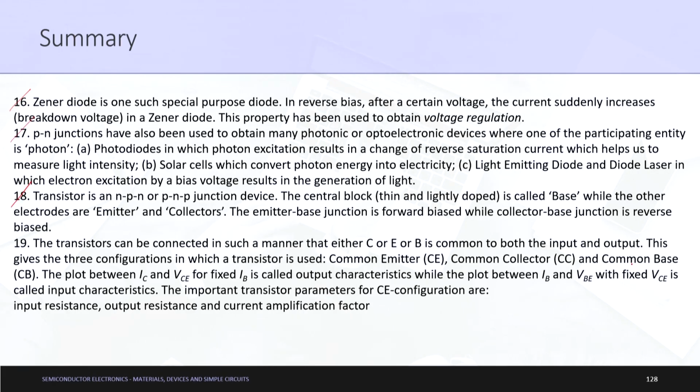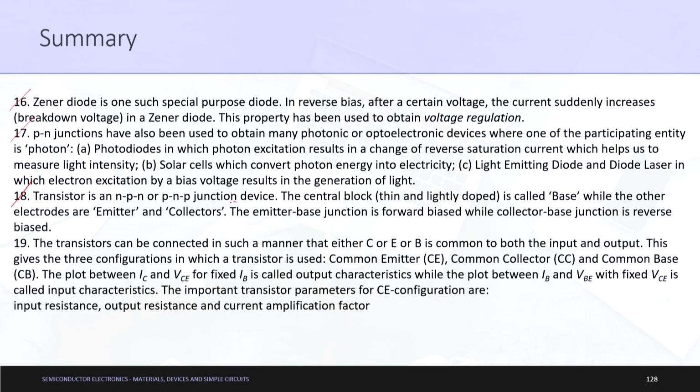The next was regarding transistors. We understood that a transistor can be an NPN or a PNP device. We understood the doping and the thick or thin level of them also, logically, as in why something is thin and why something is thick. The central block, thin and lightly doped, is called the base, while the other electrodes are emitter and collector. The emitter base junction is forward biased, while the collector base junction is reverse biased.